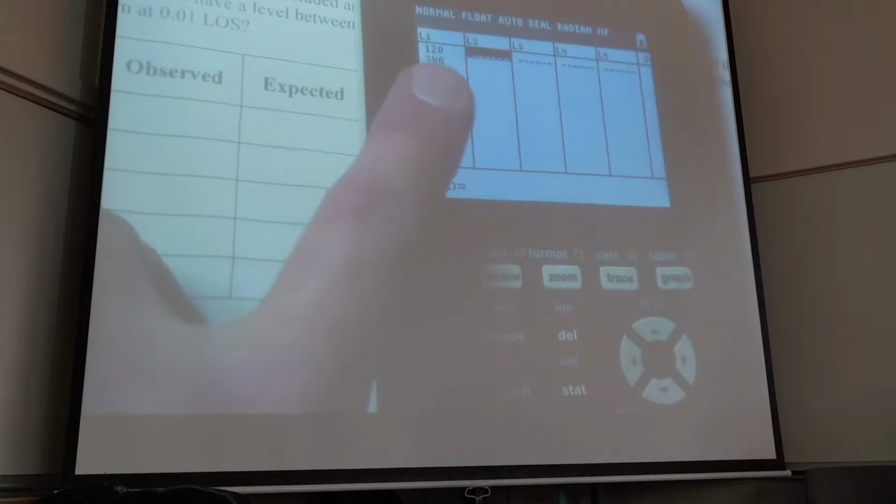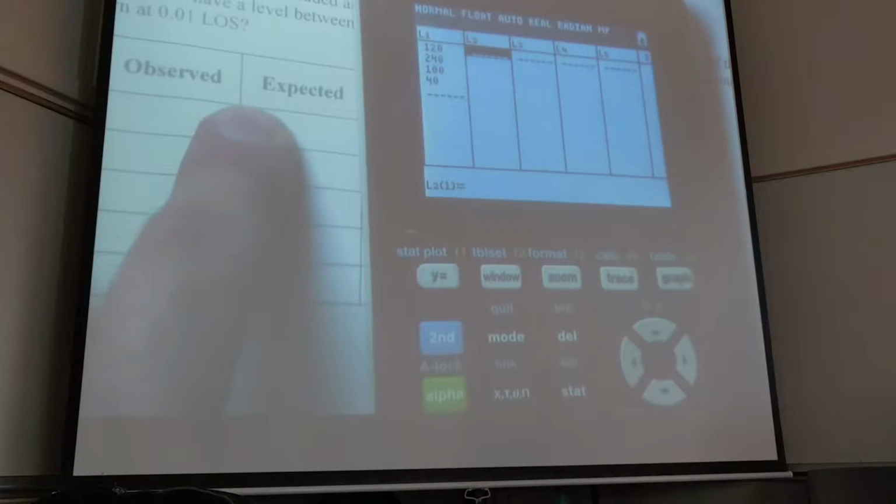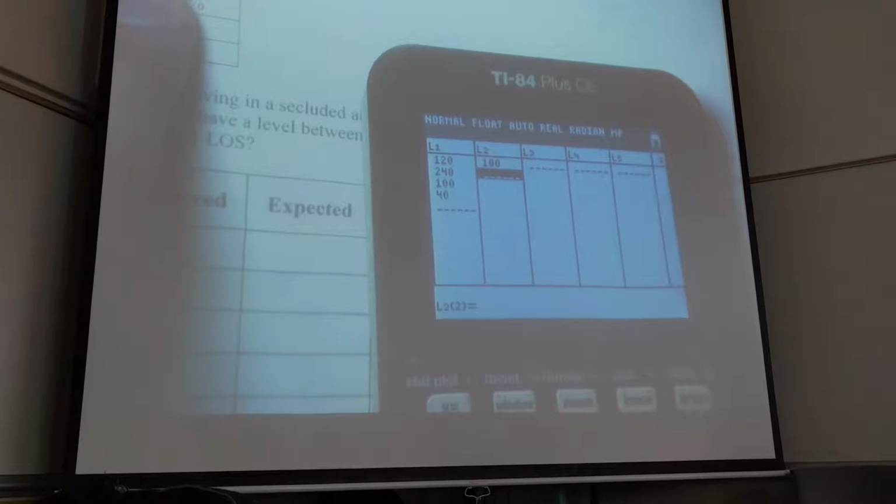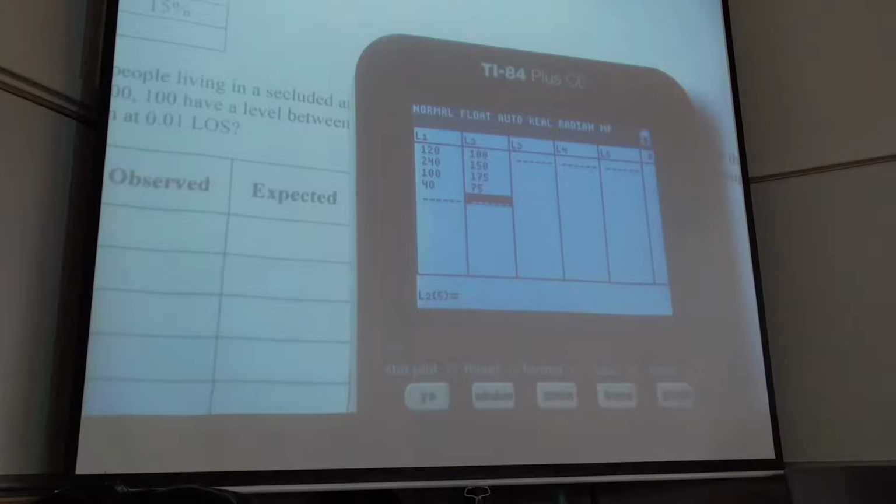So the next thing I put in is expected, right? So there's my observed. Now I'm going to put in the expected, and it's nice. It'd be 0.2 times 500, bam. 0.3 times 500, bam. 0.35 times 500, bam. 0.15 times 500, bam. And to make sure real quick, what should all these add up to be? 500. And they do. Okay.